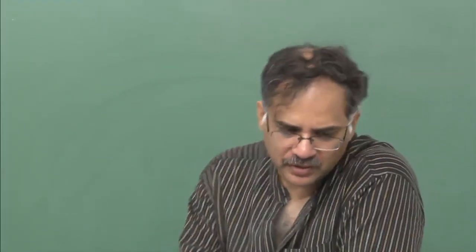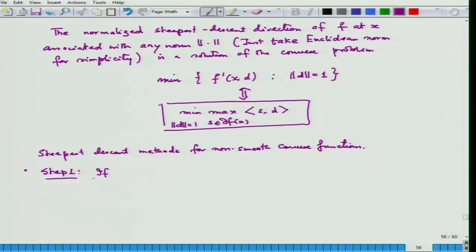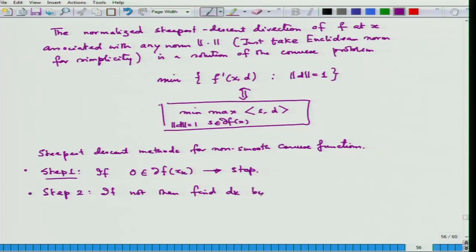So, here we are taking these little detours to give you the flavor of research in this area. If this holds, then stop, then xk is the solution. If not, then do something. If not, then find dk, by solving the normalized steepest descent problem, nsd. They are the same problems.